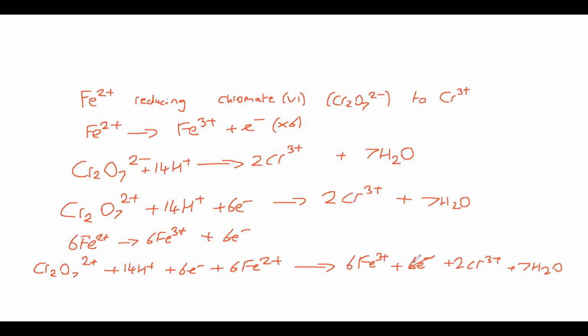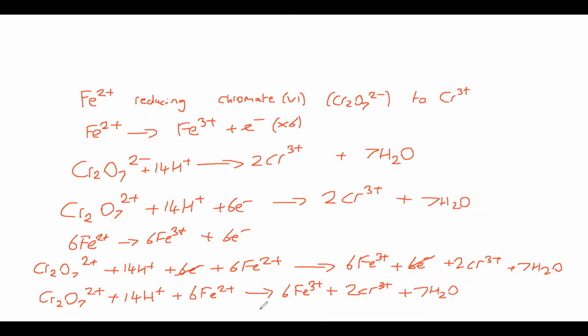So we can cancel out our electrons just like we have been doing. And now all we need to do is just rewrite this out as our finished overall equation for the redox. H plus 6 iron 2 plus going to 6 iron 3 plus, 2 chromium 3 plus 7 H2O. And this is our finished overall redox equation.